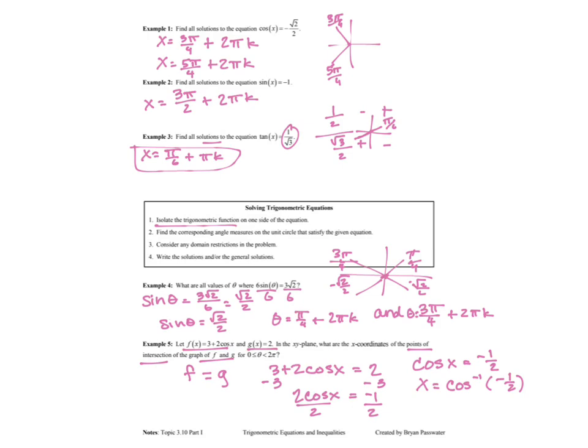Okay, so the question here is, when is cosine negative one half? Cosine is negative, so that means I'm in quadrants 2 and 3. Cosine being negative means I have a reference angle of pi over 3 in quadrant 2. 2 pi over 3 and 4 pi over 3. Good. So x is equal to 2 pi over 3 plus 2 pi k.